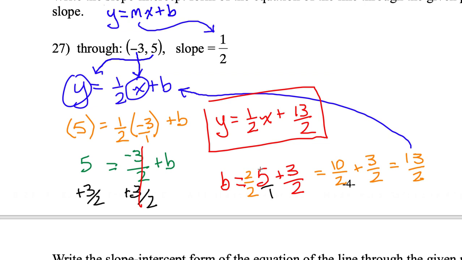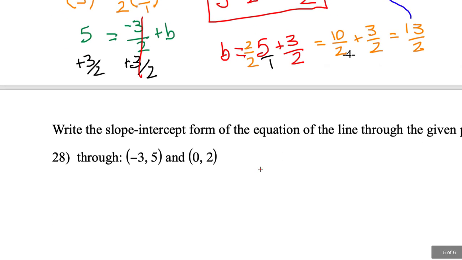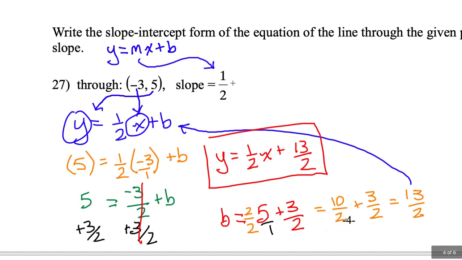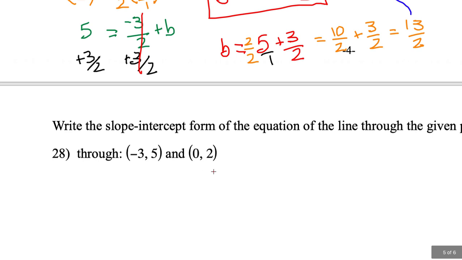So 28 is the same too? Say again? 28 is like the same? What is 28? Oh yeah, same thing. But harder. That's actually harder because it doesn't give you slope. This one said, hey, here's your slope, 1/2. This one's like, haha, we're not going to give you slope. You have to find out slope first and then do all that same work that you just did in number 27. Could we do 28? Yeah, 28 is the next one we're going to do.